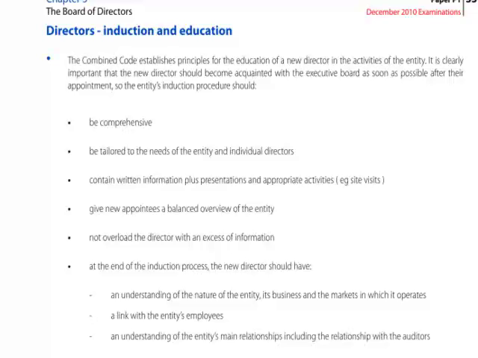At the end of the induction process, the new director should have an understanding of the nature of the business and the markets, and a link with the company's employees. Why is that important? Why should these new non-executive directors have forged a link with the company's employees? Whistleblowing, yeah. Lend an ear to the whistleblowers so that the employees know to whom they're reporting or to whom they can address their concerns.